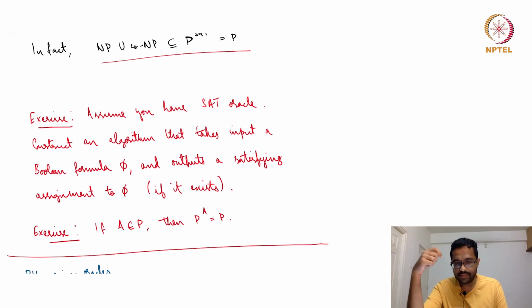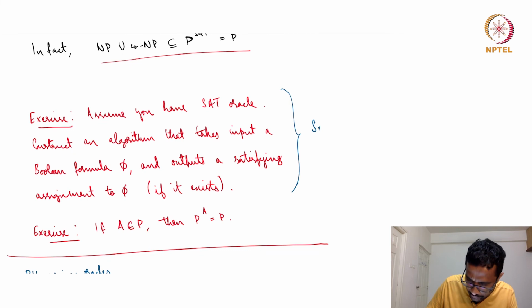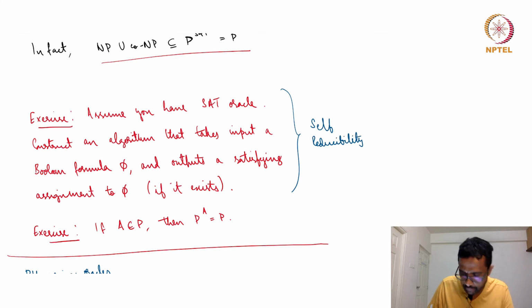And the idea used in this is not that difficult to find, but if you think hard, you can find it. And the idea used in this will be useful for a theorem that we will see later in the course. Maybe I'll just tell the name of the idea. It's called self-reducibility. But anyway, you don't need to know what self-reducibility is to answer this exercise.